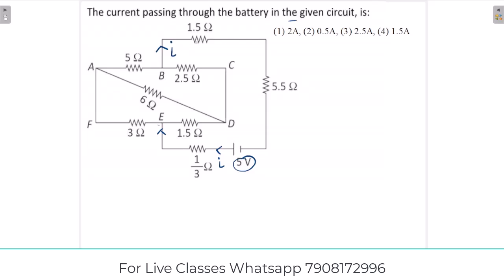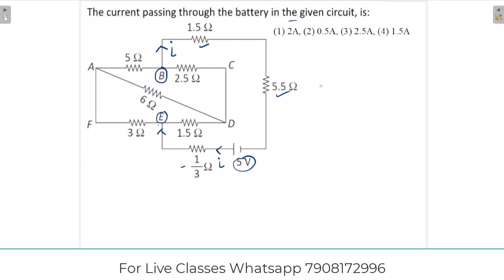So the 1.5 ohm, 5.5 ohm and 1/3 ohm are all in series, and if we can find the equivalent resistance between E and B, then the equivalent resistance between the 2 points will also be in series with the 1.5, 5.5 and 1/3 ohm. So first, calculate the equivalent resistance between the points E and B.